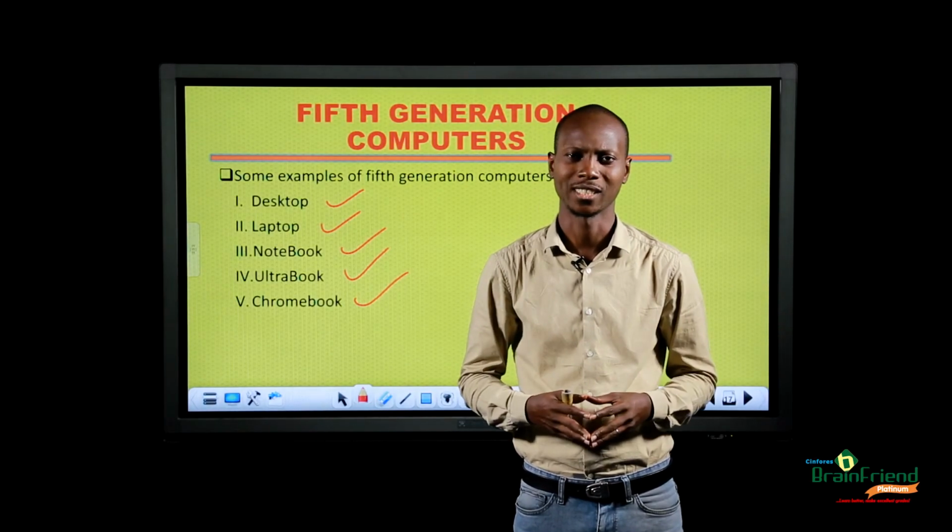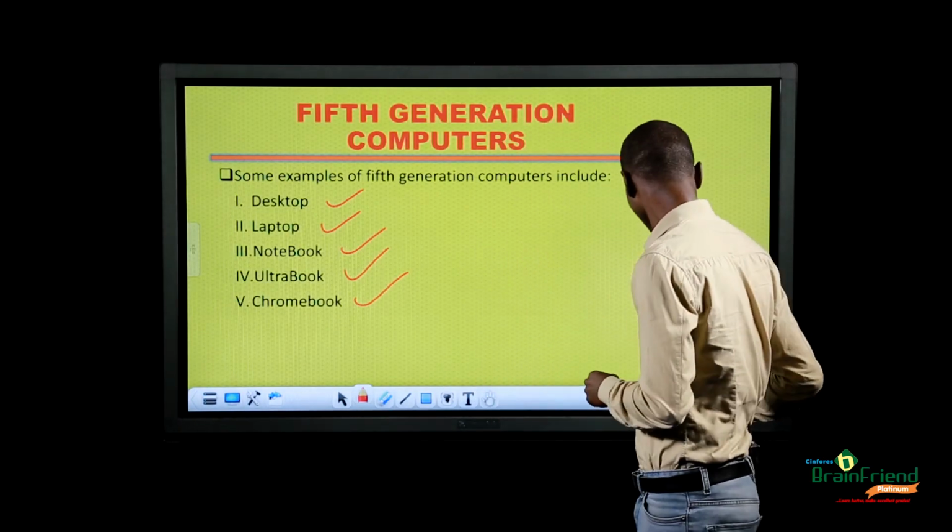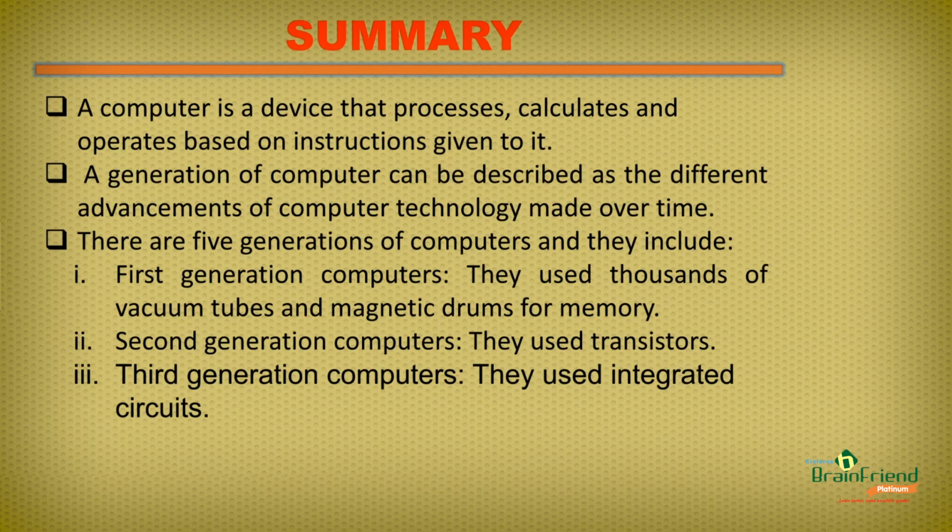We've come to the end of this lesson, but before we go, let's take a look at the summary. First, we learned that a computer is a device that processes, calculates, and operates based on instructions given to it. Secondly, we also learned that a generation of computer can be described as the different advancement of computer technology made over time. There are 5 generations of computers, and they include first generation of computers.